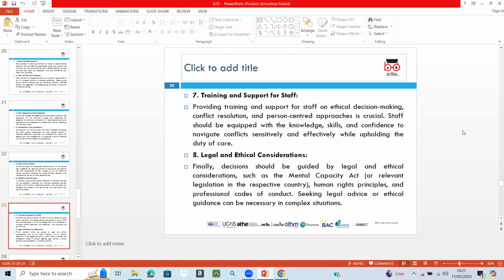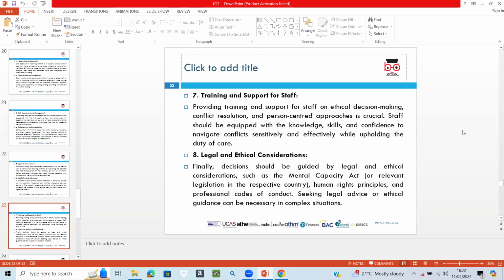For example, suppose a staff member encounters a conflict between a service user's autonomy and their safety preferences. Through specialized training on ethical decision making and conflict resolution, the staff member can engage in constructive dialogue with the service user, consider all perspectives, and collaboratively explore solutions that align with the individual's values while ensuring their well-being. So this training empowers the staff to approach conflicts with empathy, respect, and professionalism.